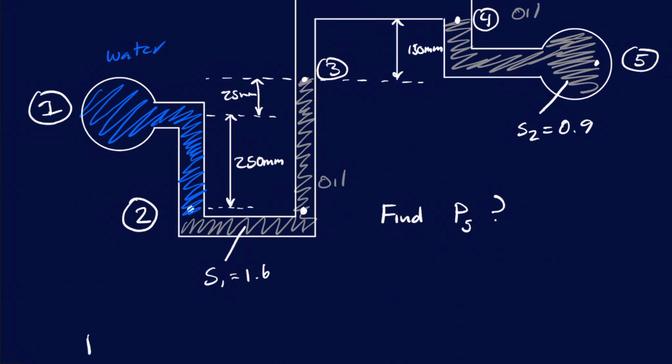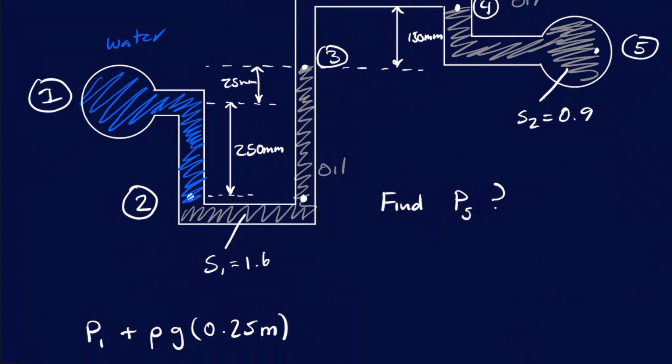So we want to start out with the pressure at point 1. And if we want to find the pressure at point 2, what we have to do is take the pressure at point 1 and add rho, which is the density of water, times gravity, times the height difference. So the height difference between these two is going to be 250 millimeters, as you can see right here, or in other words, 0.25 meters.